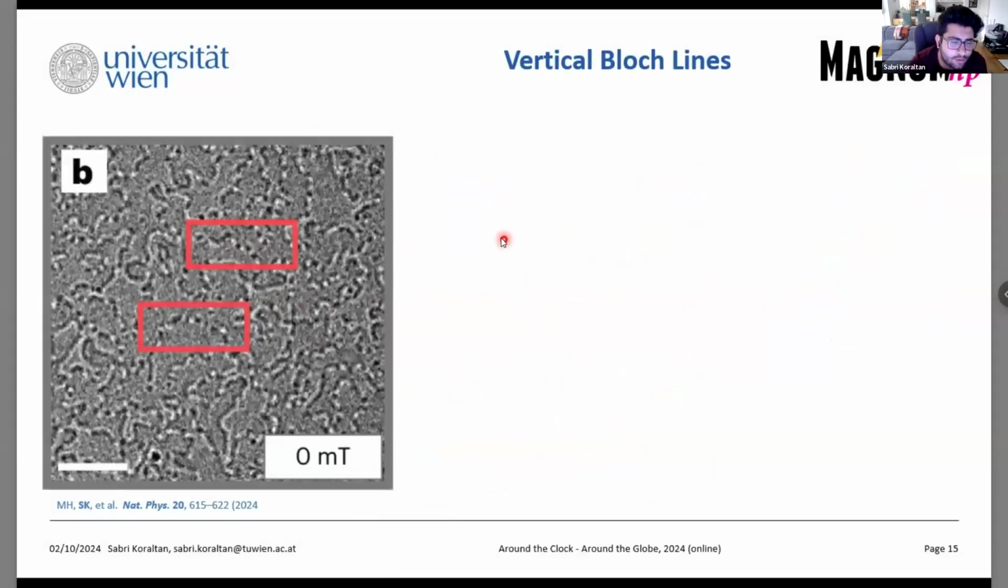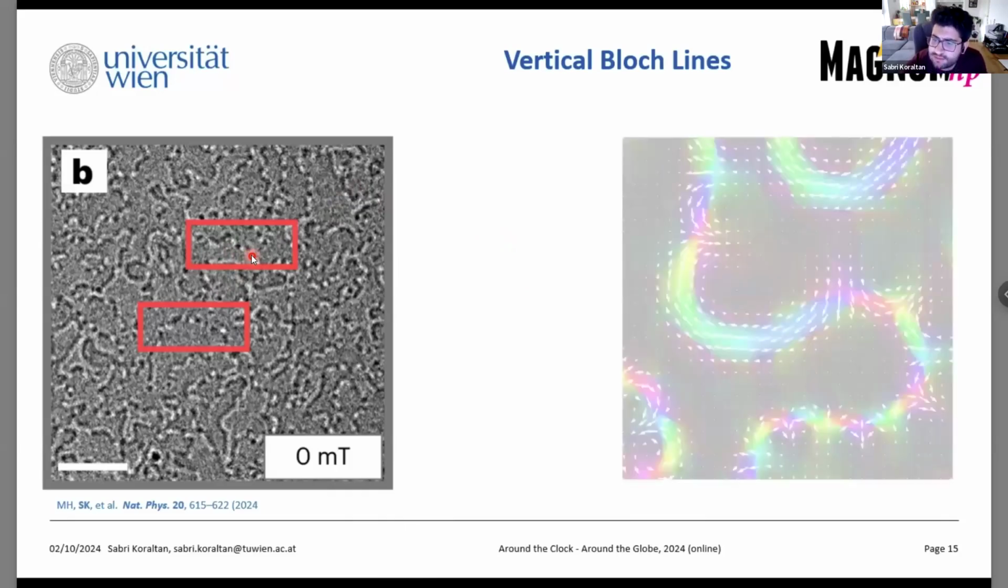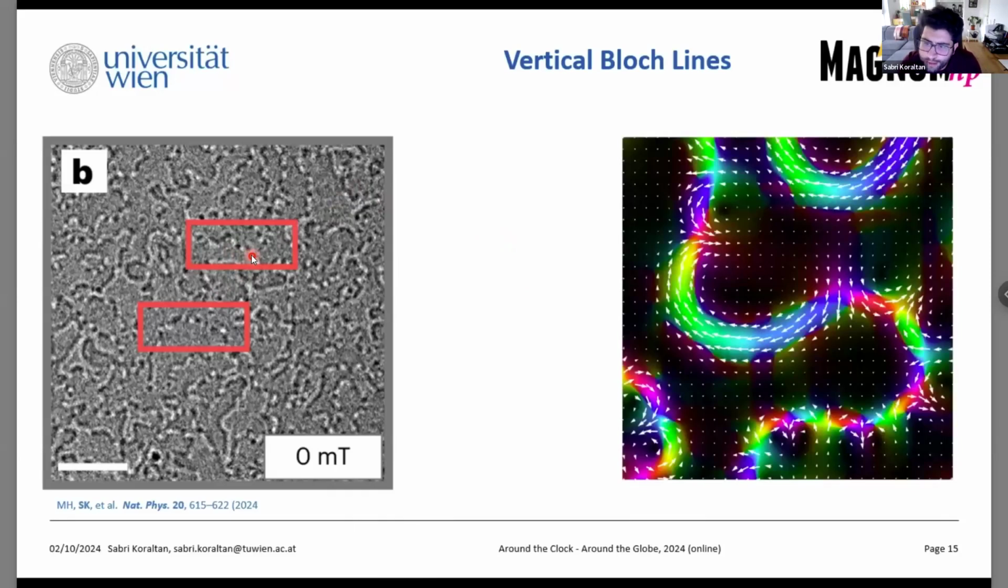We have some Lorentz TEM images taken at the University of Augsburg by Maria Massa and Alan Ulrich, and they saw these lines here. As you can see, there is a bright dot, dark dot, bright dot. This looks awfully familiar, like those topological defects we had previously. After having all this characterization done, we performed some micromagnetic simulations, and we found out what these dots are. These dots are vertical Bloch lines.